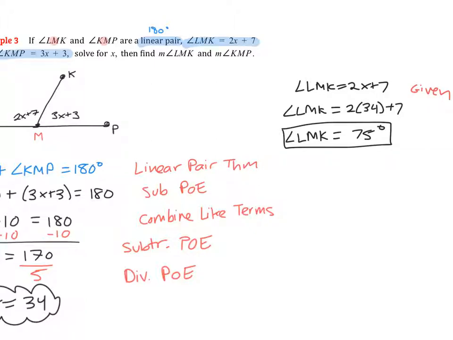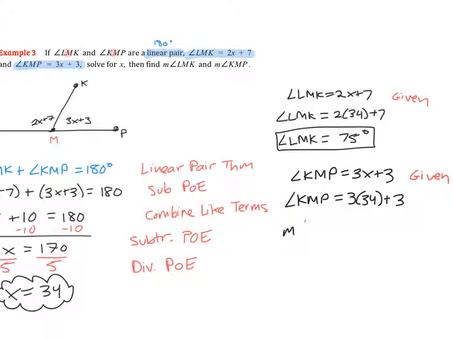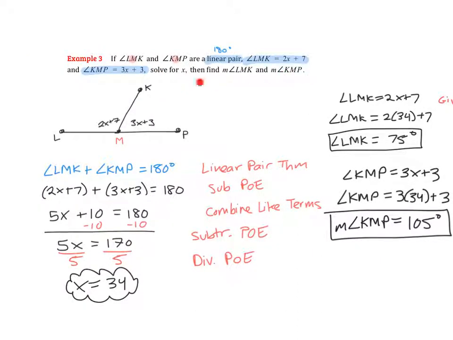Now we're going to do the same again for angle KMP. So angle KMP is 3x plus 3. Again, that is a given. And then we're going to use the substitution property of equality and substitute it right here. If we do 3 times 34 and then we add 3, we get 105. So the measure of angle KMP is 105 degrees. So now we can double check that we've answered our question fully, and we have.